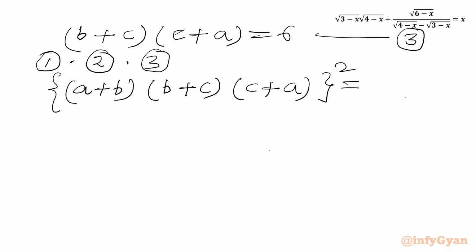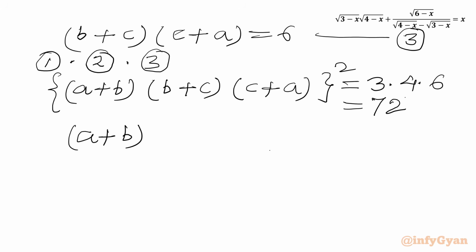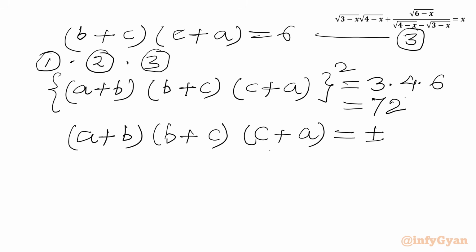And on the right hand side we will write 3 times 4 times 6, which is nothing but 72. Now we will take the square root on both sides. So after taking the square root on both sides, we will get (a plus b) times (b plus c) times (c plus a) equal to plus minus square root 72, which is square root of 36 times 2, plus minus 6 root 2.